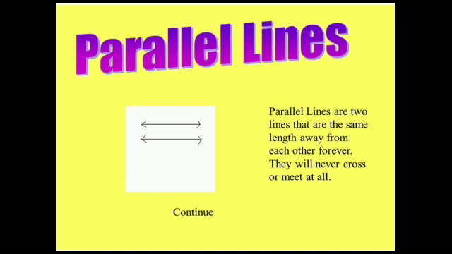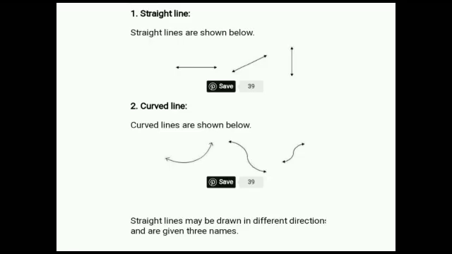Parallel lines are two lines that are the same distance away from each other forever. They will never cross or meet at all. So they will not touch the other line also. So these are called the parallel lines.